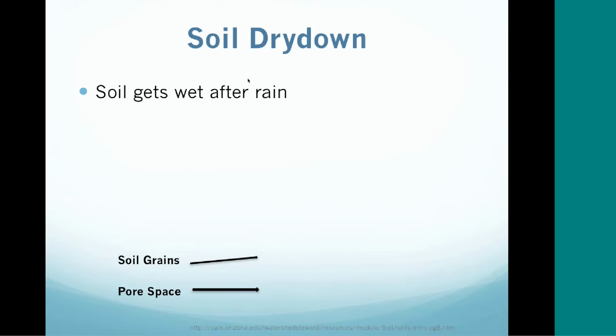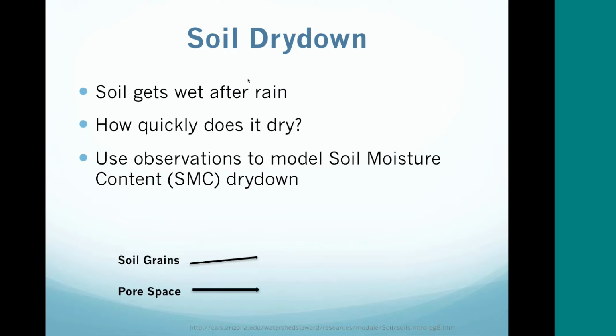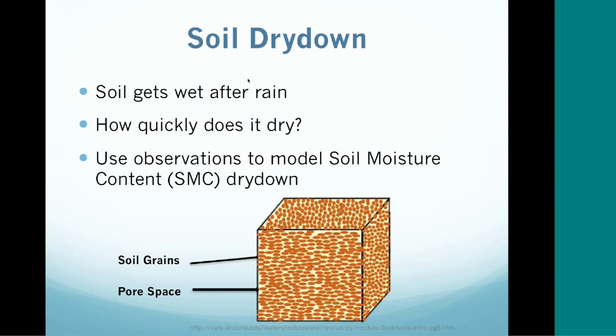So as we know, soil gets wet after it rains. Intuitive. But the question that we were asking is, how quickly does it dry out? In order to do this, we used observations to model soil moisture content, which I'm going to just say as SMC.